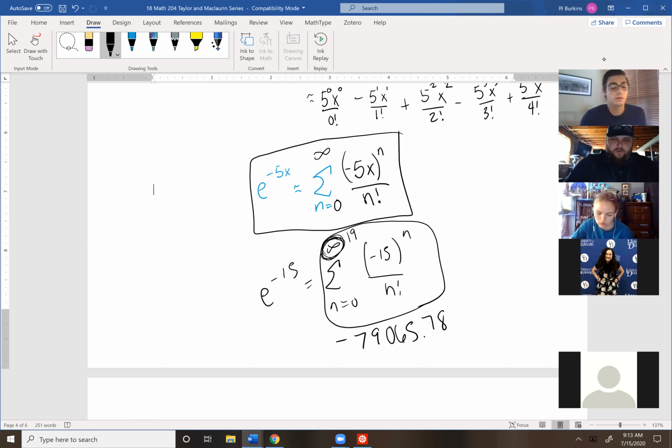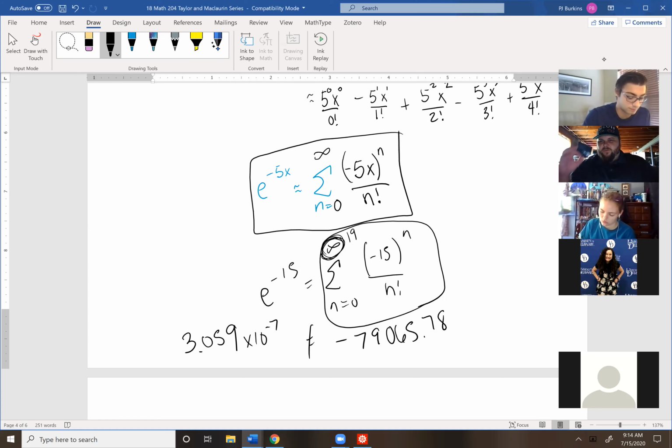Okay. What did you guys calculate e to the minus 15 to be? Just see what that would actually be. Not even close, right? So the question is why? Why are we not getting a good approximation?